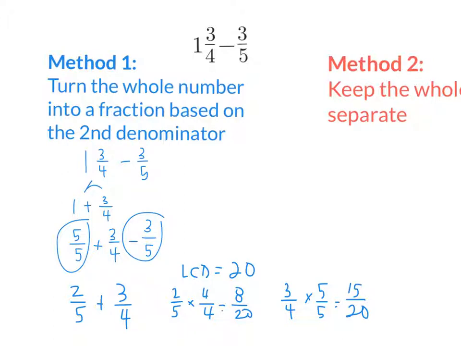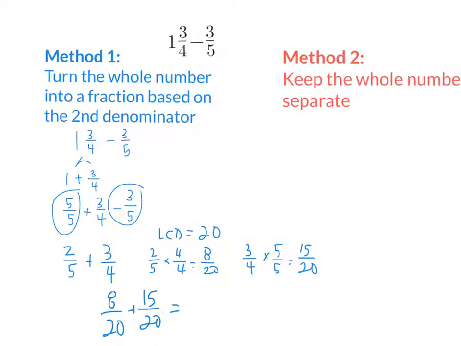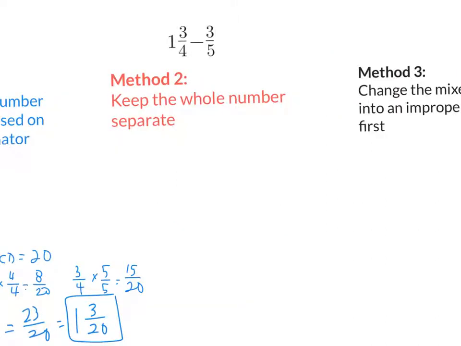Go ahead and make sure you take good notes and finish this problem in your notebook. So when we do 8/20ths plus 15/20ths, we get 23/20ths, which is 1 3/20ths. So that's our answer. Method 2 says keep the whole number separate.